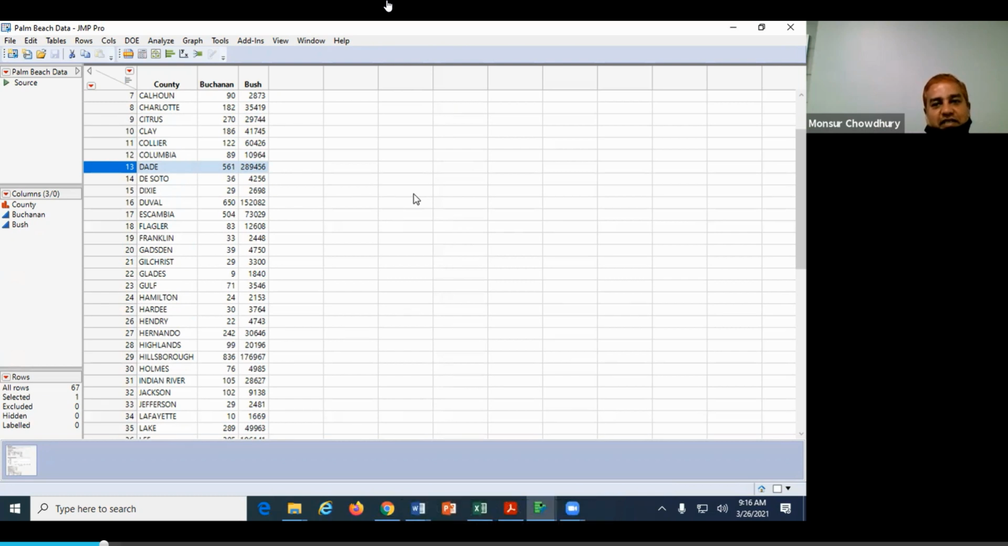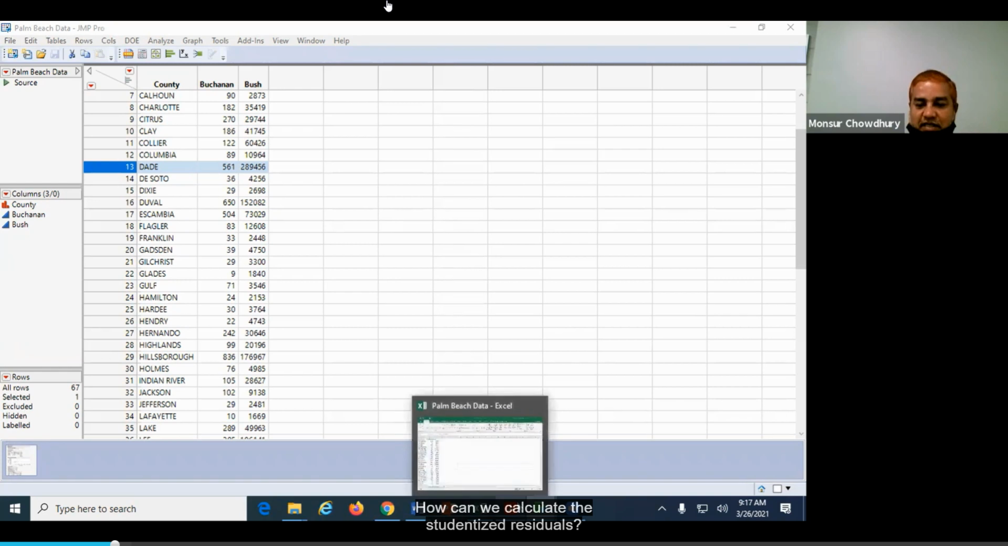Now, we just observed these two as outliers. But how can we know exactly how large these values are? So what can we do? We can look at our studentized residuals or the standardized residuals and Cook's D or hat values. So calculate studentized residuals, yes. So how can we calculate the studentized residuals?